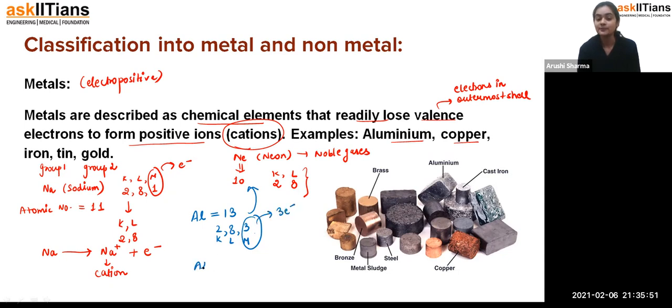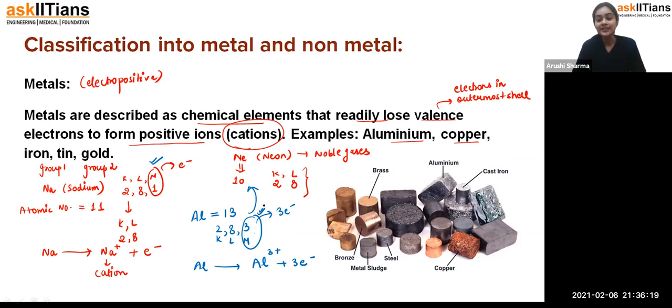So aluminium can lose these 3 electrons. That is why aluminium forms a cation, but it will acquire a 3 positive charge, because it is losing 3 electrons. Students, one positive charge means one electron has been donated; 3 positive charge means 3 electrons have been removed. When any element loses its valence electron, that means the outer shell electron. For sodium, M is the outer shell, and for aluminium also M is the outer shell.